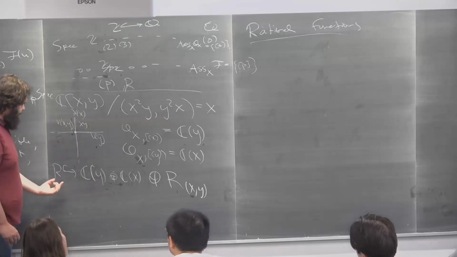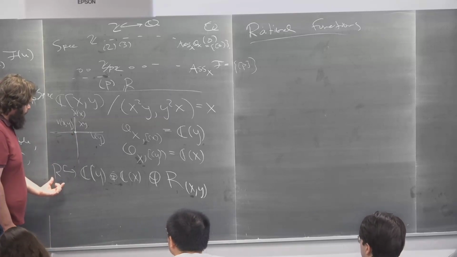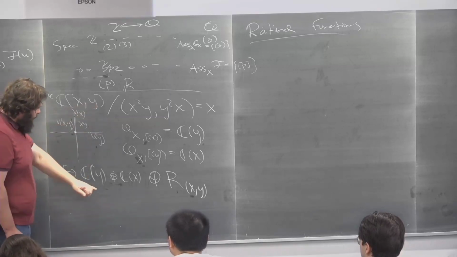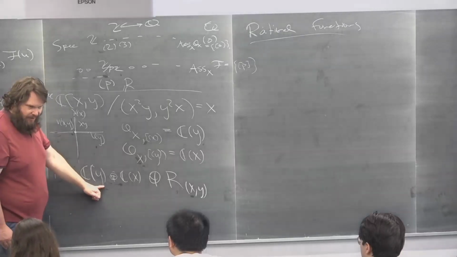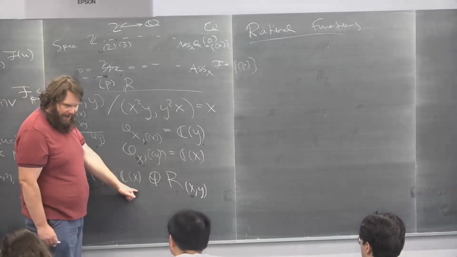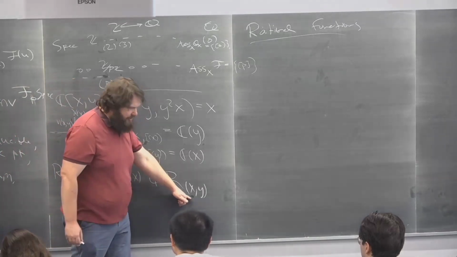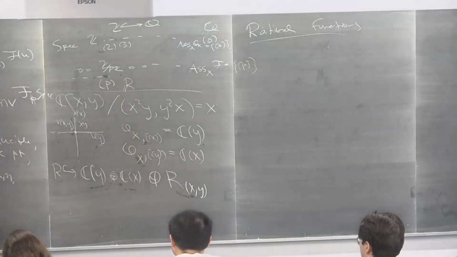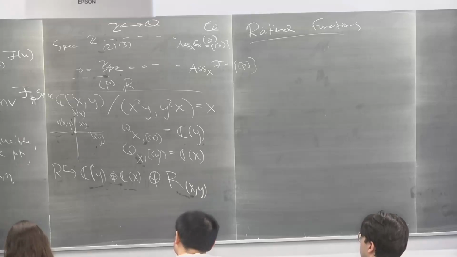The map is the obvious one. Have a polynomial in x, y. So the map here is set x to 0. The map here is set y to 0. And the map here is just the obvious map, which I believe is an injection. Yeah, that seems right.